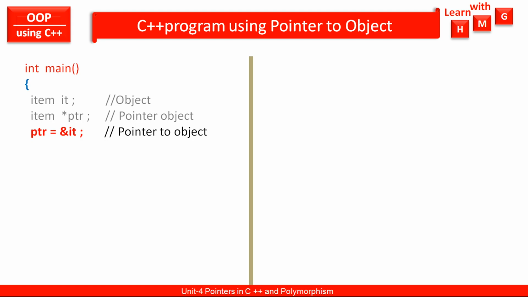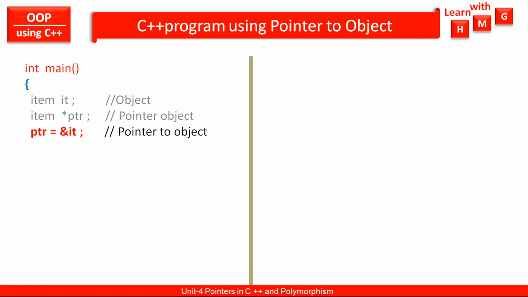Then I will initialize the pointer with the address of the object, like using this: ptr is equal to ampersand IT. So here this ampersand is the address operator which gets the address of the IT object and assigns it to the ptr, that is the pointer. So like this, the ptr will become the pointer to object IT.